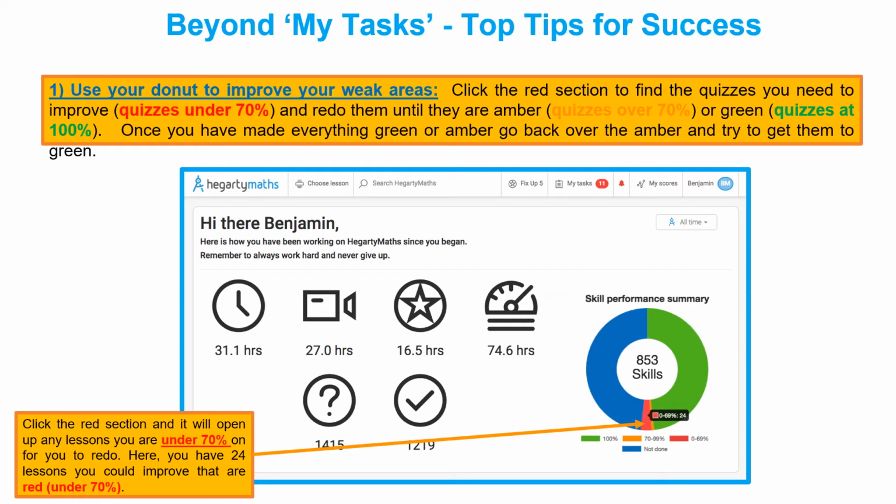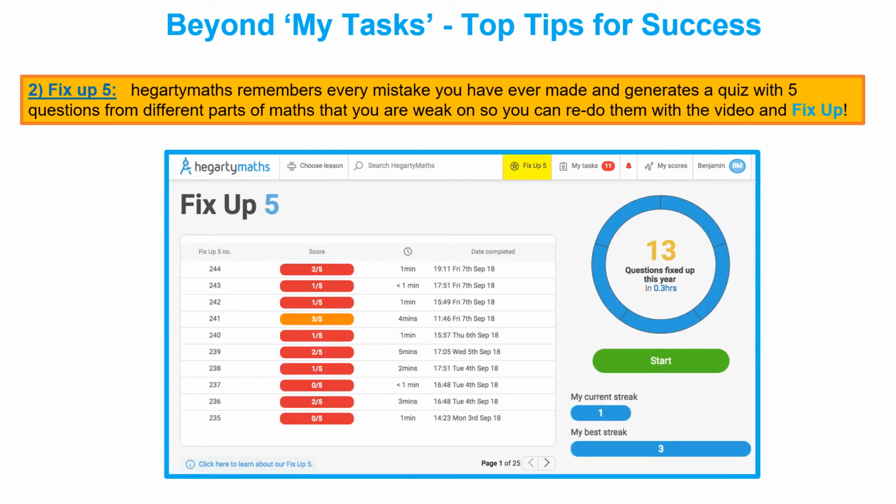Now, beyond looking at the My Task section and things that have been set for you, I want to show you a few more top tips to really improve your learning on the website. Like at the beginning of the video, we talked about this donut. You can click on those sections to improve the red skills to make them into amber or green. But there are a few other things I want to talk you through as well.